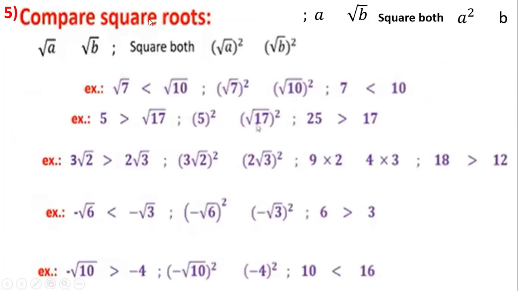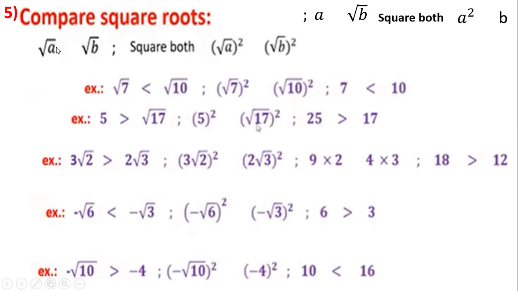Comparing means I should know which one is greater, if they are equal, or which one is smaller. I might be comparing a number with a square root. If I'm comparing a number with a square root, we cannot compare directly. To be able to compare, we square both. So we get a squared, and we get radical b squared, which is b. Now I compare a squared with b to know if a is greater than, less than, or equal to radical b.